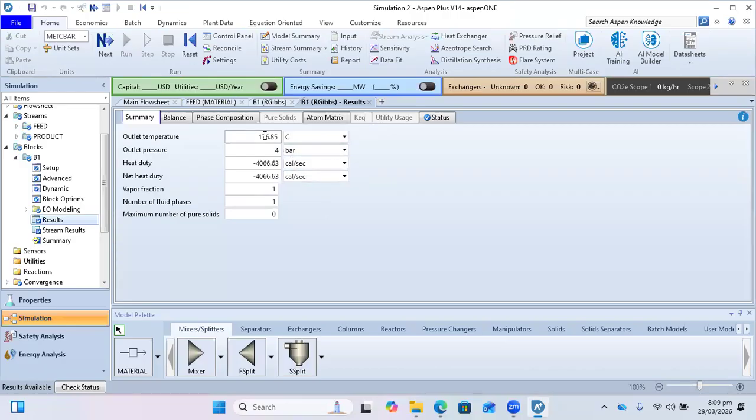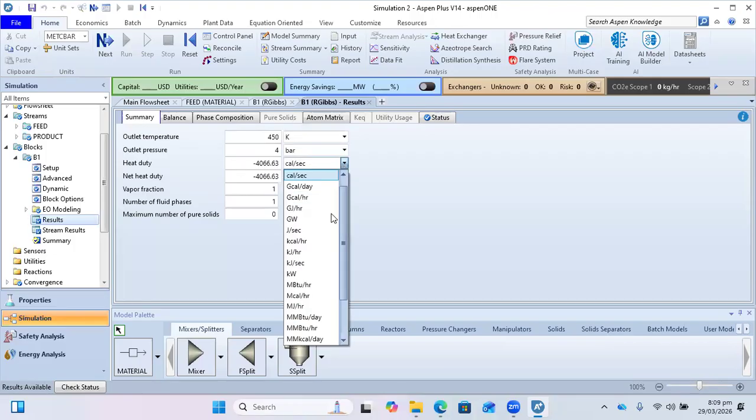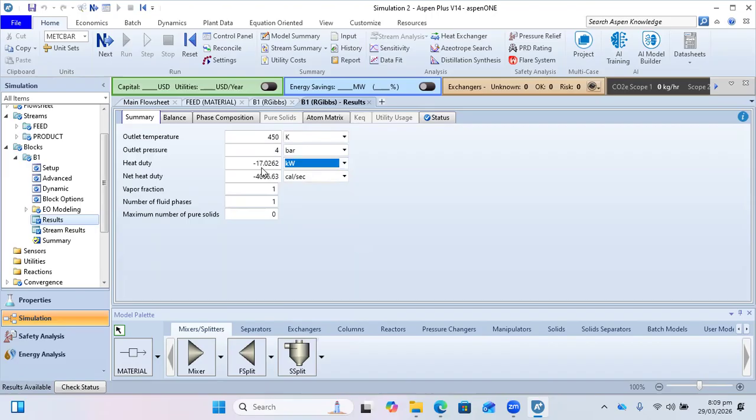So we see the outlet temperature. Let's change this to Kelvin. We started at 450. So it came out still at 450. Okay, that was the temperature we restricted it at. And this is the duty we would have, right? So in kilowatts, this is how much heat we had to remove.